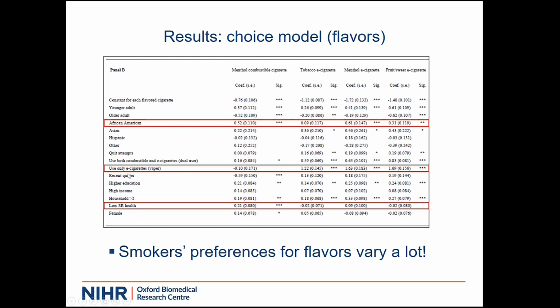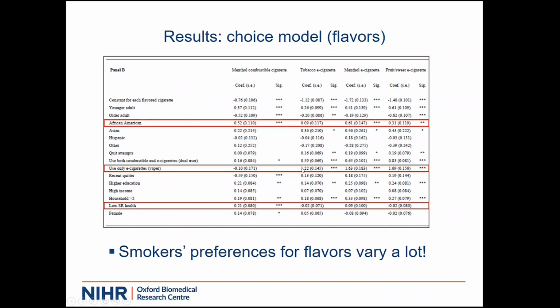So what about preferences for products by people that tell us they're vapors only, so only e-cigarette users? What we want to do here is look at this number here. This is a preference for tobacco e-cigarettes, and the reference category is tobacco cigarettes. So on average, people don't like them, by 1.12. But if you are a vapor only, you prefer them by 1.22. So on average, that's positive.